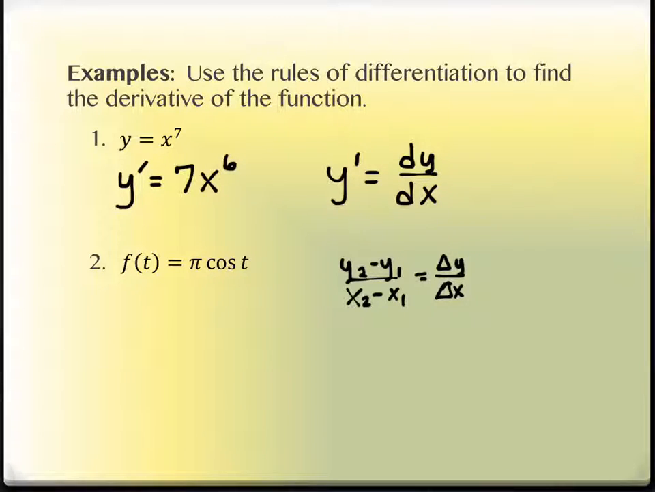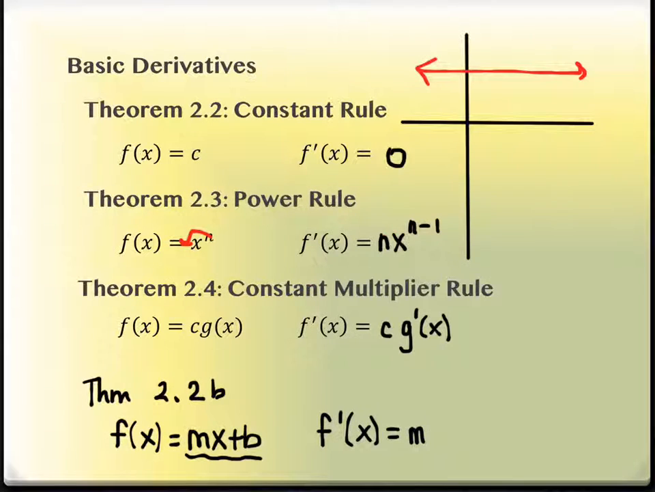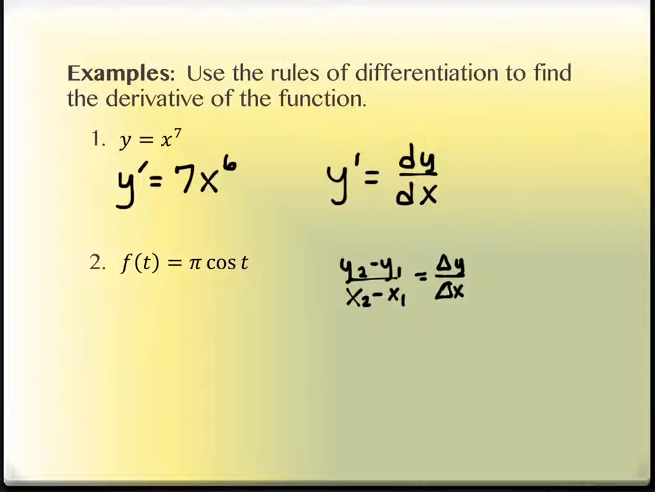Okay, this one down here on number 2 has pi times cosine of t. So first of all, you have to recognize pi is just a number, right? I know it's a Greek letter as well, but it's a constant. So when we're looking at this, we're not going to actually do anything with the pi except carry it along. This rule is actually rule 2.4, the constant multiplier rule. We're going to write down pi, and we're not going to do anything with it.